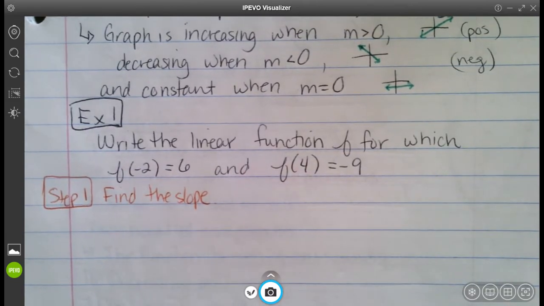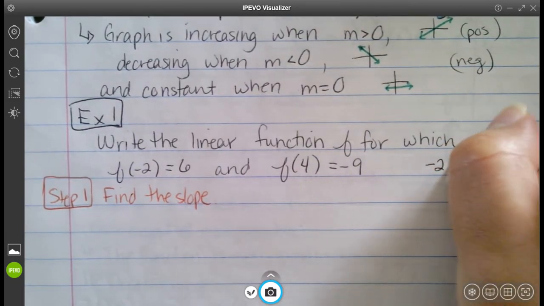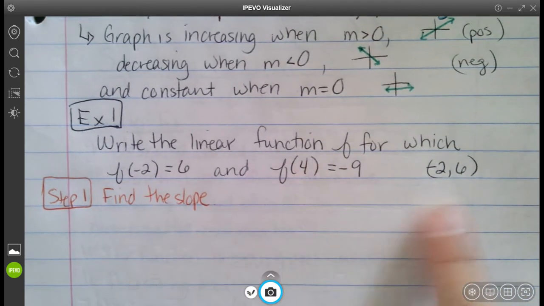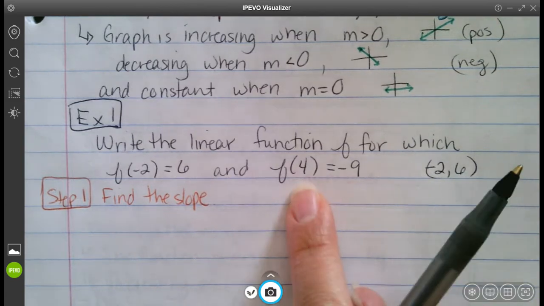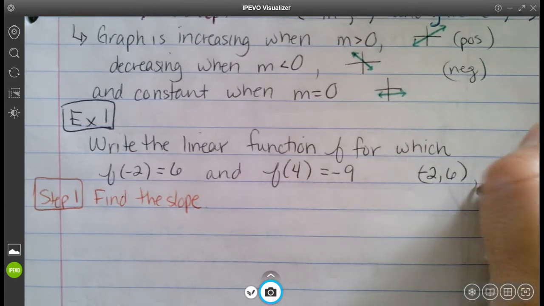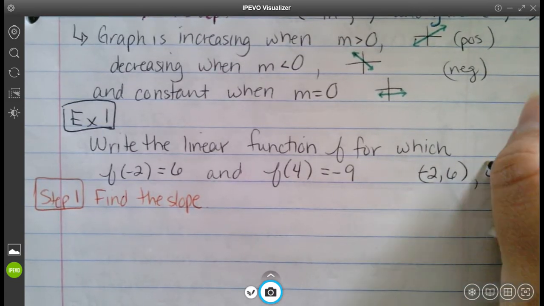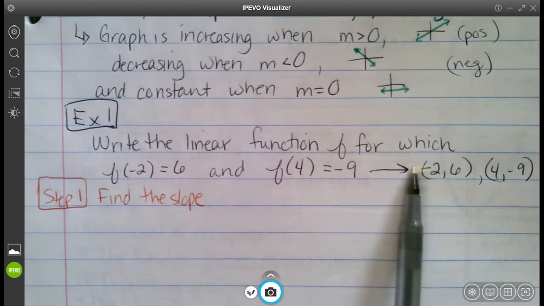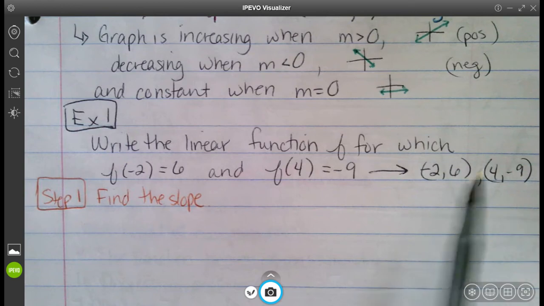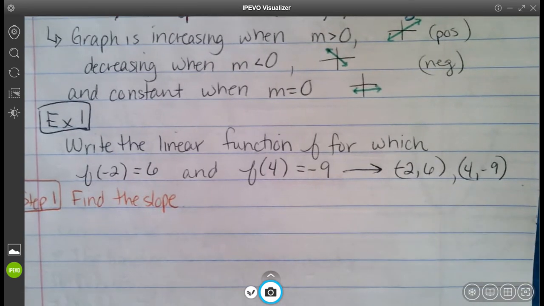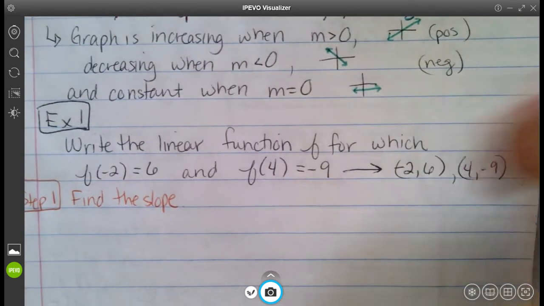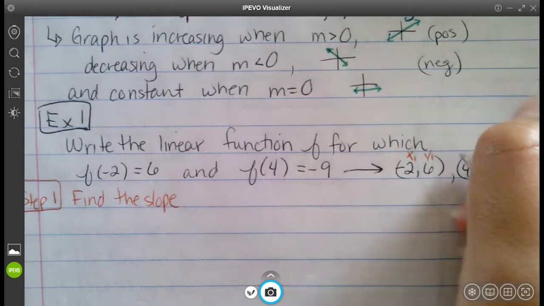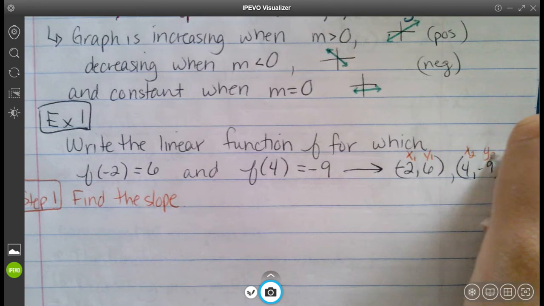This one right here is the same as negative 2 comma 6. That's this point right here. It's just written a little bit differently. And this one would be 4 comma negative 9. So from this, we can rewrite it like this if it's easier for us. And then from there, I'm going to label my x1, y1. So this could be x1, y1, and this could be x2, y2.